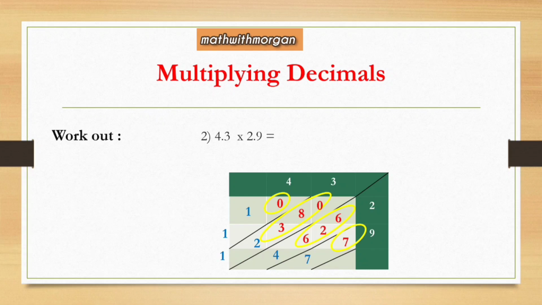But then again, please remember we had 2 decimals to begin with. That is 0.3 and 0.9. So we're going to have to put back 2 decimals in our answer. And that would be 1247, which gives us 12.47.